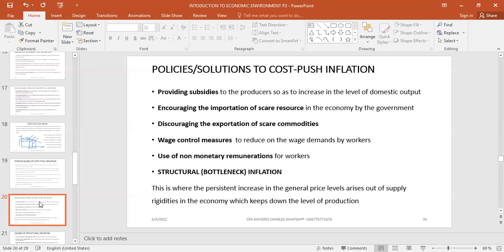This is where the persistent increase in the general price level arises out of supply rigidities in an economy, which keep down the level of production. I hope you can understand that. And you can also talk about it in the agriculture sector, because I know in Uganda 90% of the population is engaged in agriculture.